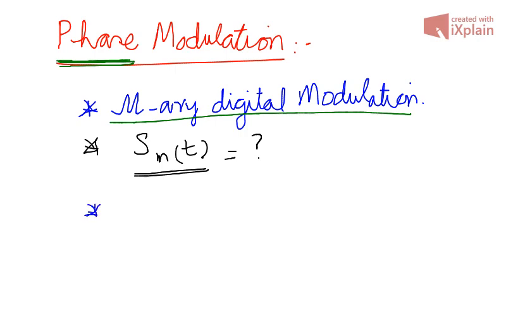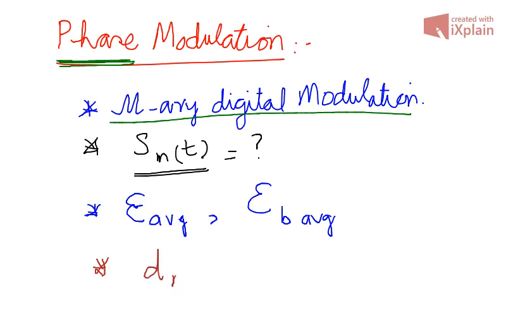and then we would be interested to find out the average symbol energy, which we denote by E sub s average, the average energy of the waveform, and the average bit energy, which we denote by E sub b average. And then I would like to derive a mathematical expression for Euclidean distance between the signal waveforms, or between the adjacent symbols. We say adjacent symbols.